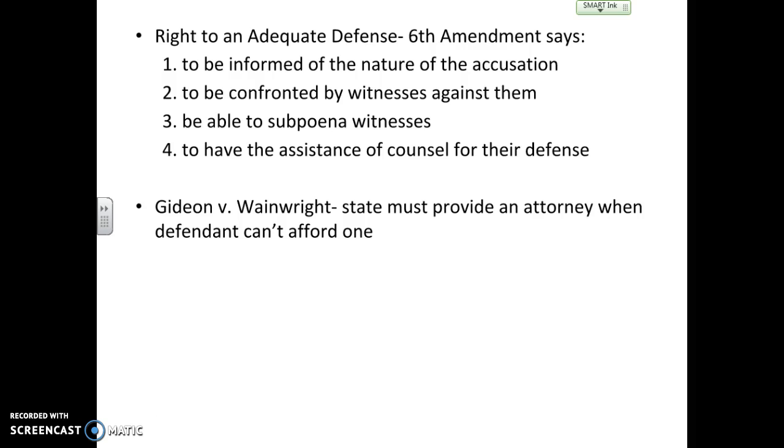So those are the big Sixth Amendment rights. There's a lot of different moving parts to the Sixth Amendment. You're going to examine those a little closer with the case studies, and we're going to look at Gideon a little closer. So again, that's the Sixth Amendment.